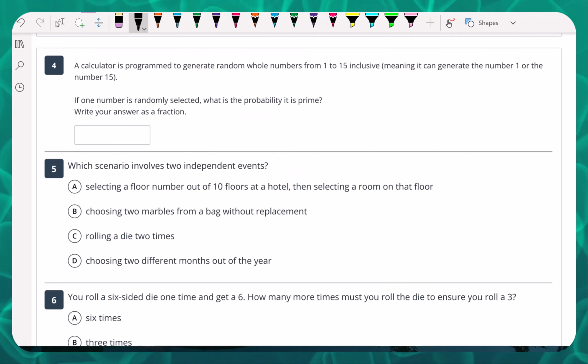Okay, so question number 4, a calculator is programmed to generate whole numbers between 1 and 15. So basically what that means is you've got 1 all the way through 15. So let's make a quick list.